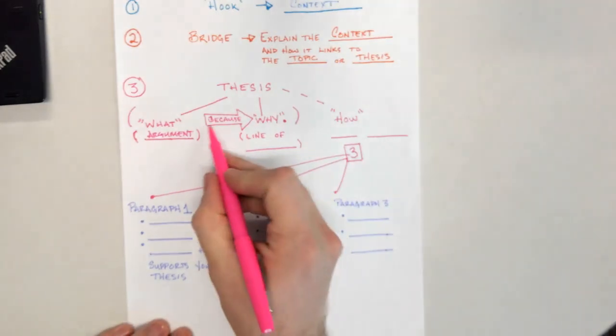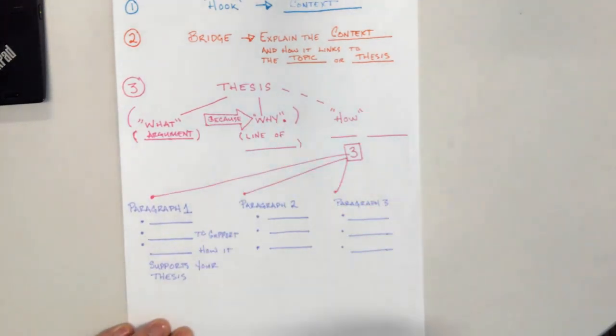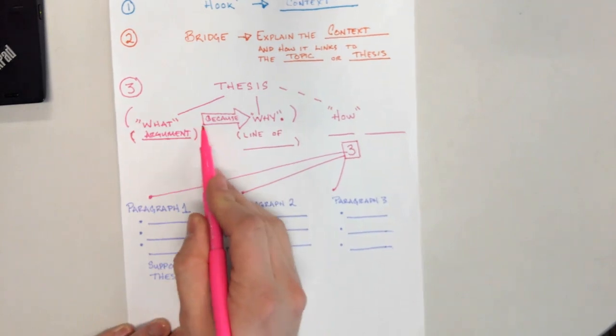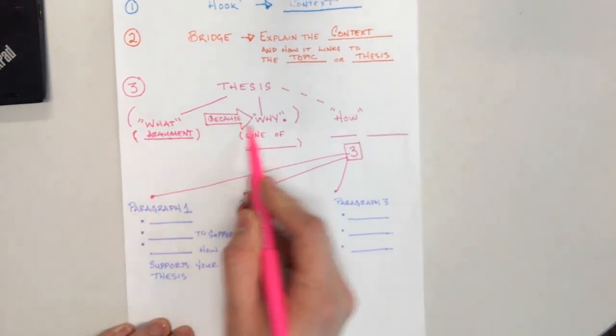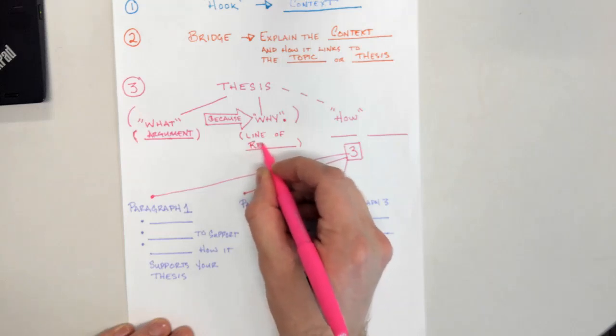Finally, you're going to go to a because. You can't just say your argument. You need to explain it. So you're going to give your what and then a because. That's your action word. And then you're going to go to why. So your why is your line of reasoning.